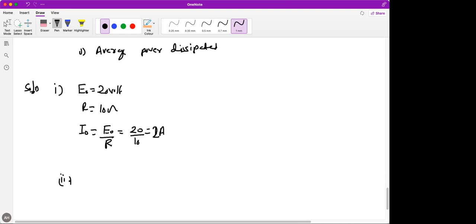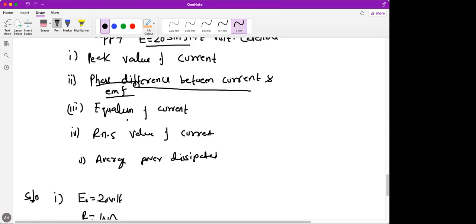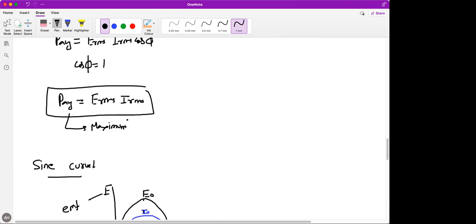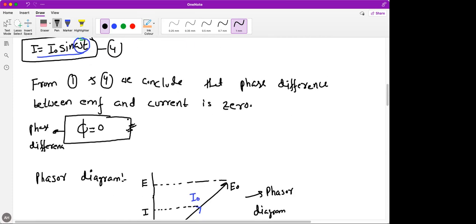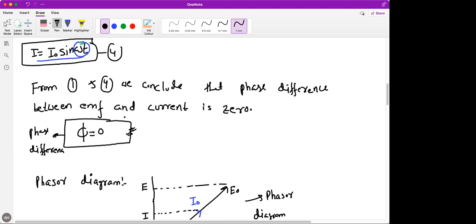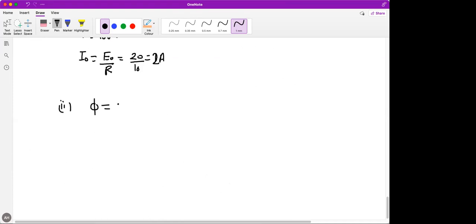Second part. Sania, what's the phase difference between current and EMF in a circuit having resistor only? Just read this statement and tell me what the phase difference is. It is 0. The phase difference between current and EMF is 0. Phi is equal to 0.